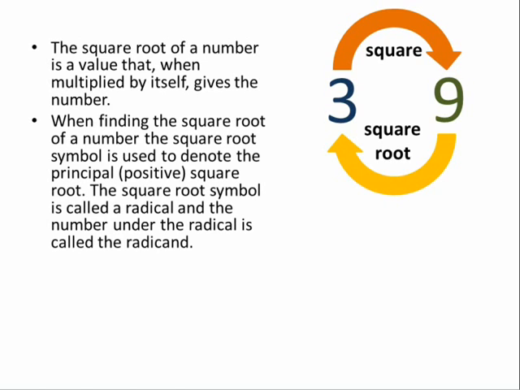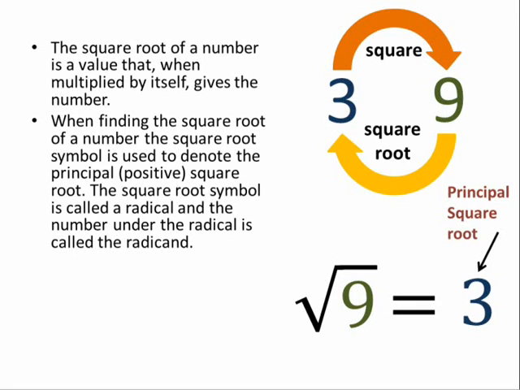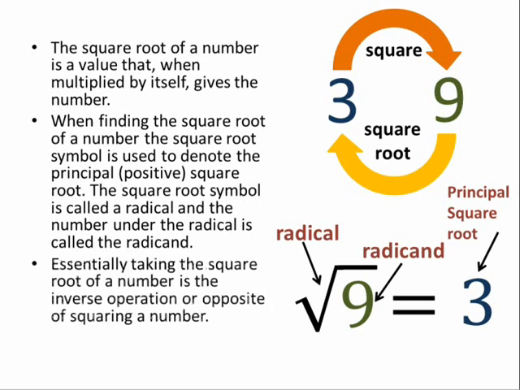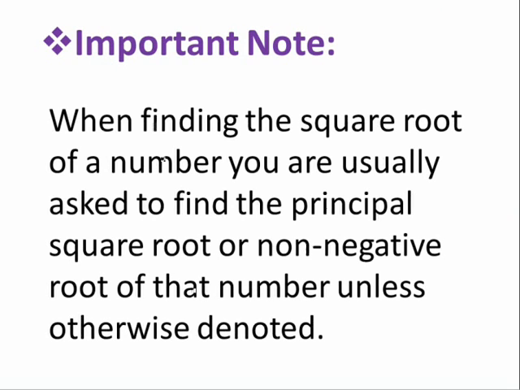When finding the square root of a number, the square root symbol is used to denote the principal square root or positive square root. The square root symbol is called the radical, and the number under the radical is called the radicand. Essentially, taking the square root of a number is the inverse operation, or opposite, of squaring a number. Know that when finding the square root of a number, you are usually asked to find the principal square root, or non-negative root, of that number unless otherwise denoted.